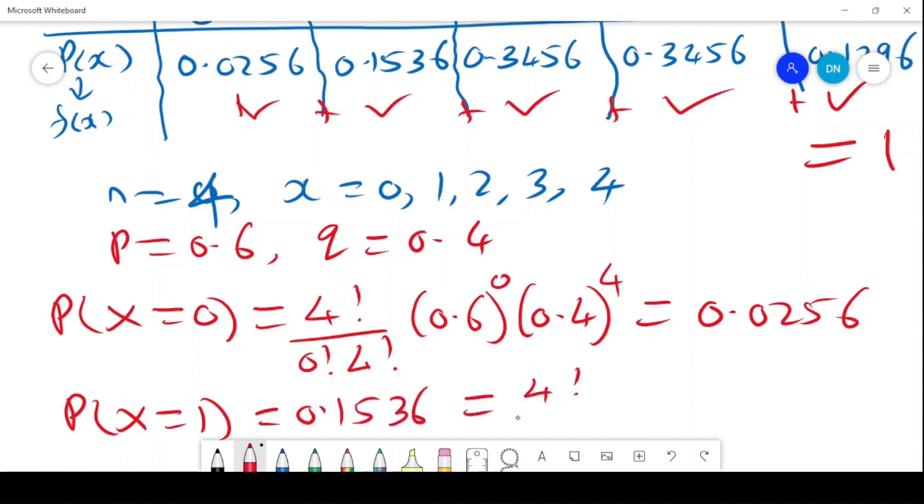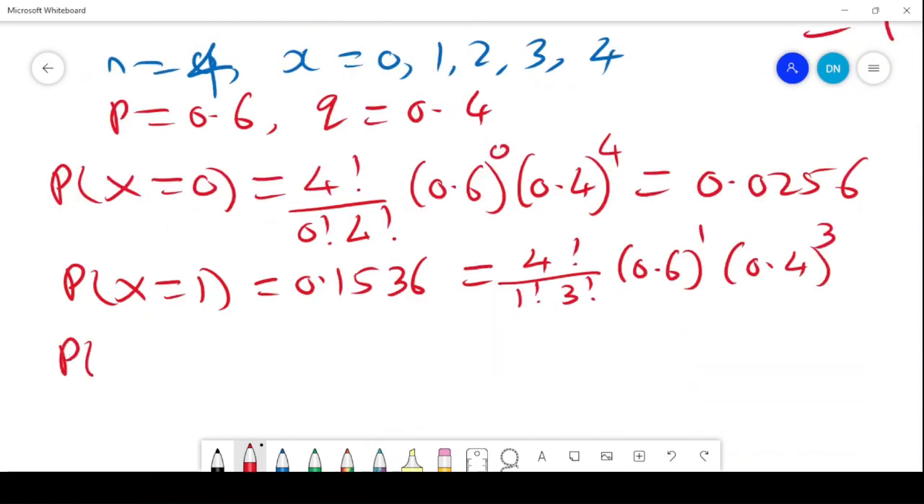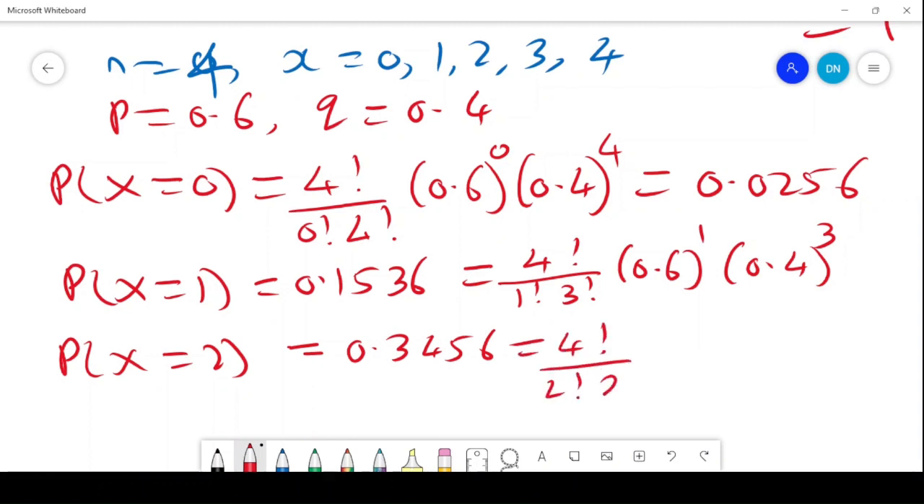It's 4 factorial over 1 factorial, 3 factorial, 0.6 to power 1, 0.4 to power 3. And then the next one will be probability of x is equal to 2, and this should give us 0.3456, which is 4 factorial over 2 factorial, 2 factorial, 0.6 squared, and 0.4 squared. And that should give us that value.